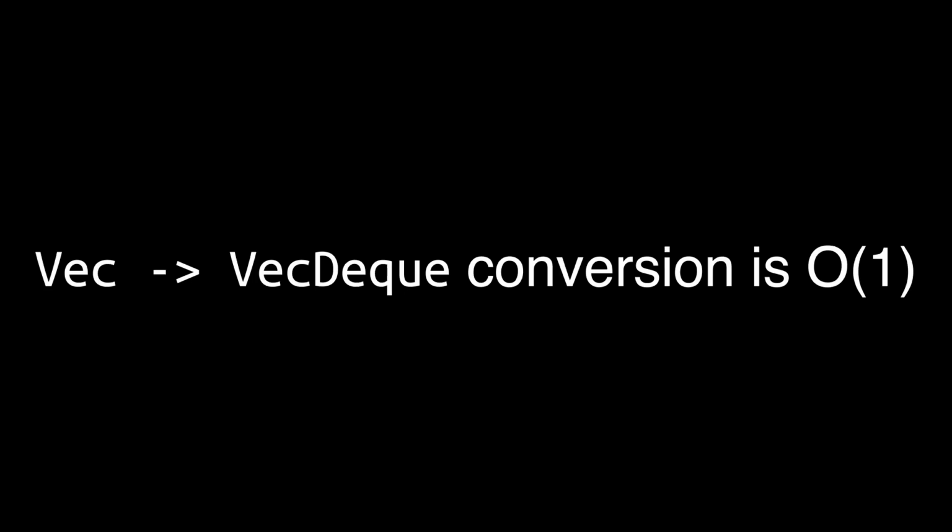Bonus number 1. Converting from a Vec to a VecDeque is now guaranteed to be a constant time operation. So if you're playing around with a vector and then decide, hey, I should push and pop stuff off of both ends, then go ahead and convert that vector to a double-ended queue without any fear of allocations.